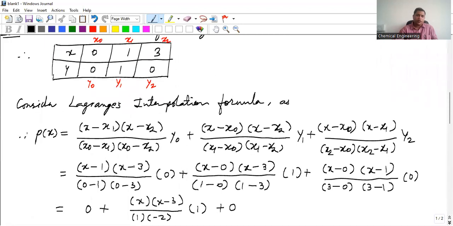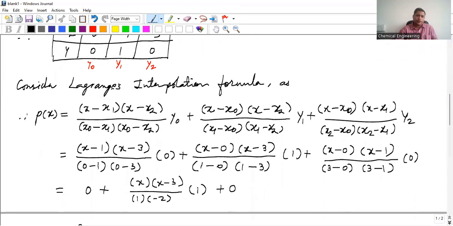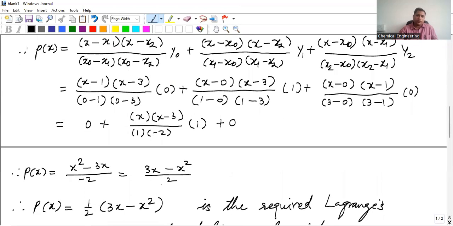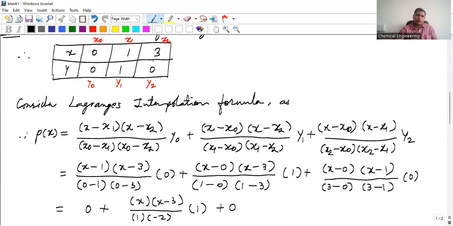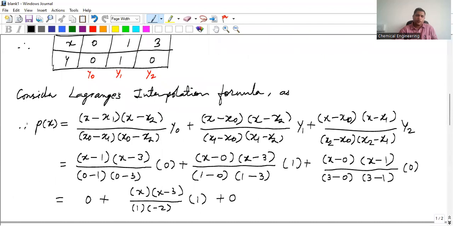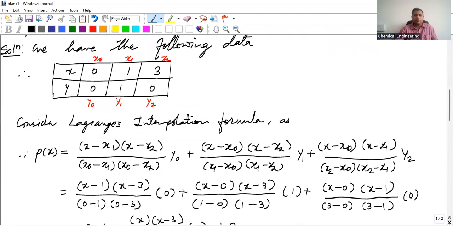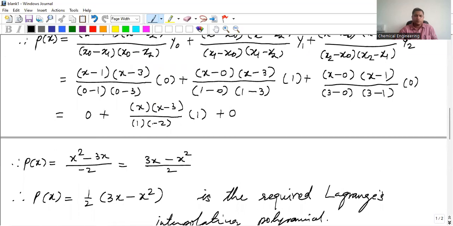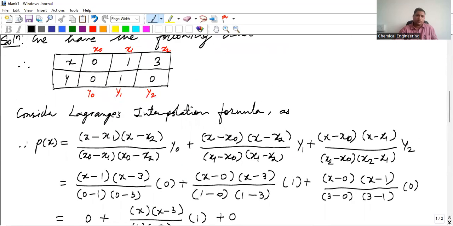Okay. Now see what happens if I put x is equal to 0. So what will happen if I put x is equal to 0? Will it be 0? Yes, sir. If I put x is equal to 3, what will happen? Will it be 0 again? So it is satisfying this value. Put x is equal to 1. If I put x is equal to 1, what will happen? This is going to be 1. And that is what the given value is.